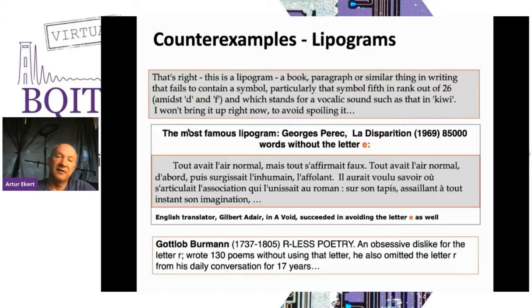The funny thing is that there is an English translation of this book, where the translator also avoided the letter E in the whole thing. And there are other funny characters, like a German poet who hated the letter R. He wrote around 130 poems without using that letter, and he also omitted the letter R from his daily conversation for some number of years. So he probably couldn't even mention his surname over this period of time, I guess.